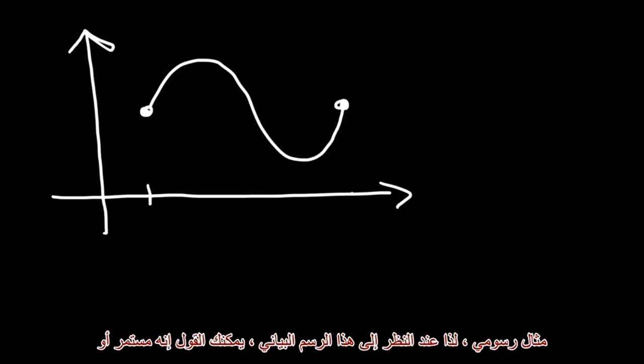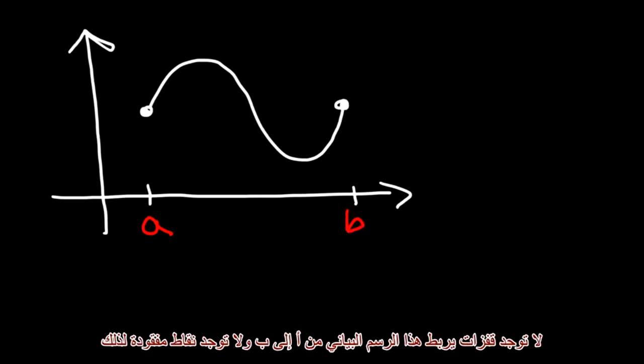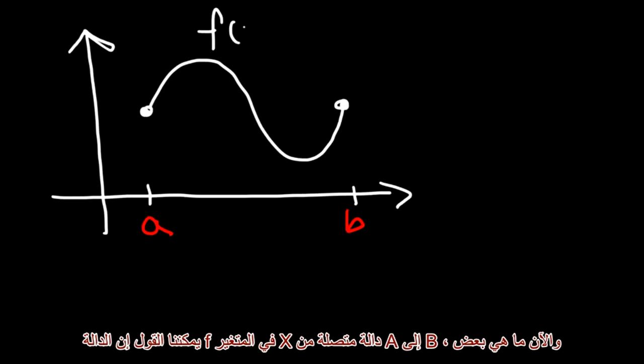So looking at this graph, would you say it's continuous or discontinuous on the interval from A to B? As you can see, there's no breaks, there's no jumps. This graph connects from A to B. There's no missing points. So we could say that f of x is a continuous function from A to B.